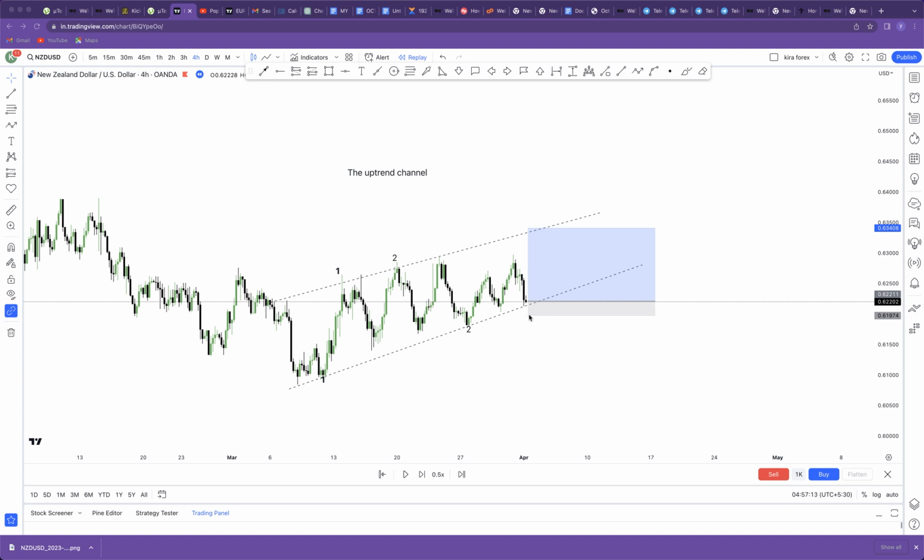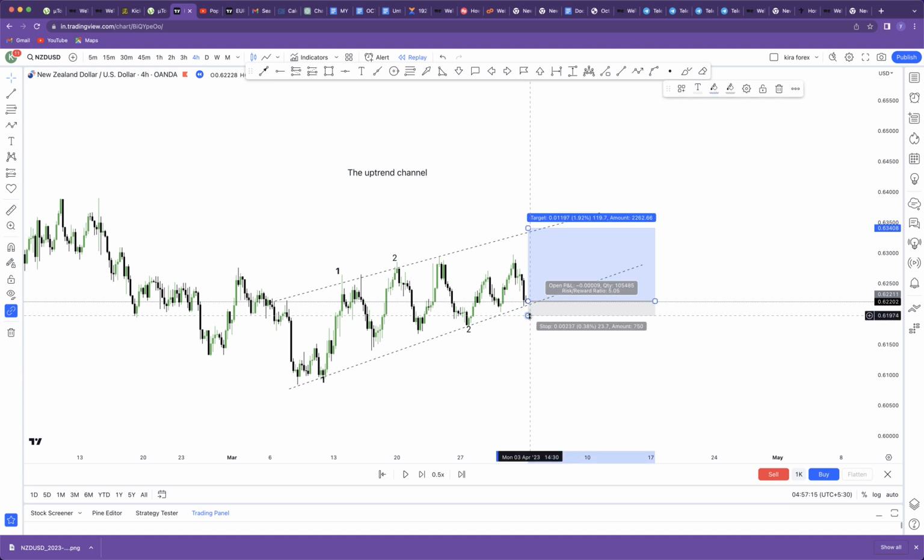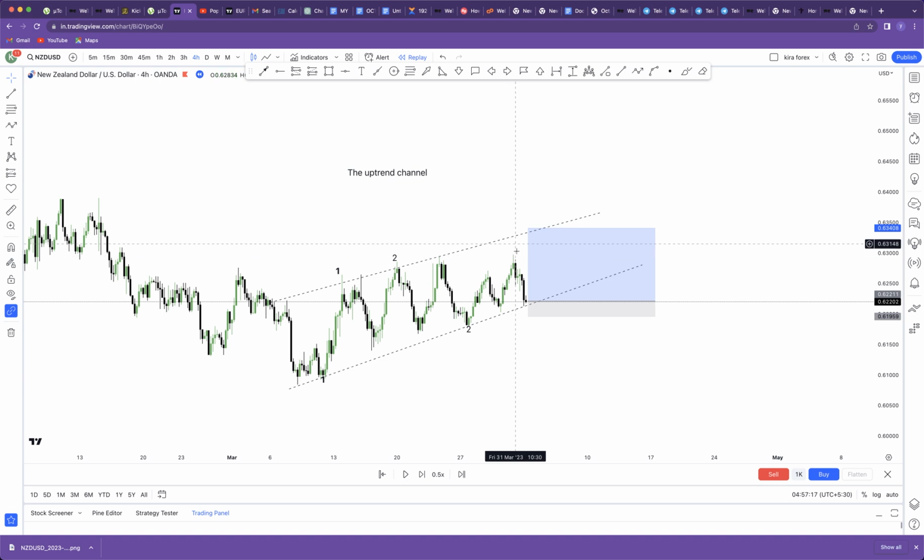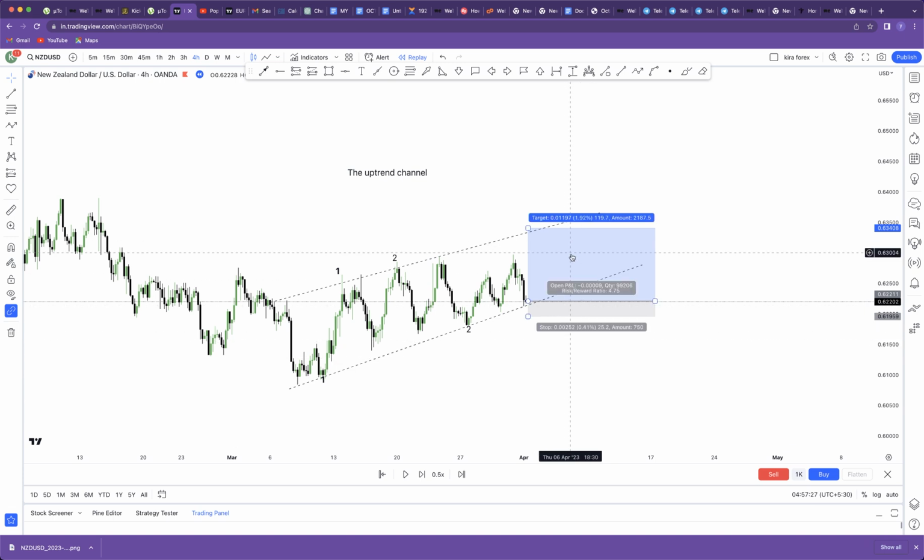So my stop loss will be below the channel, which is the support, and then my take profit will be at where the resistance is. And as you can see, this trade is almost, let's see, we have 1:4 or 5 risk to reward. So this is a perfect trade.